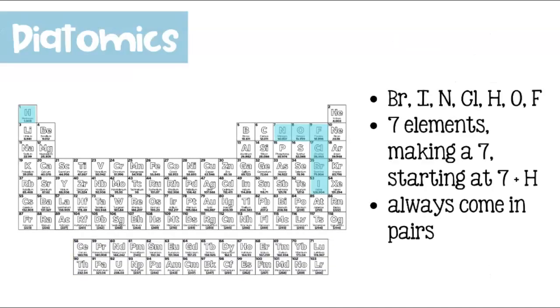Lastly, let's discuss the diatomics. So, notice how H, N, O, F, Cl, Br, and I are all in light blue. These 7 elements make a number 7, plus H of course, and they always come in pairs. That's why they're called diatomics. So you won't see a single atom of hydrogen lying around. You'll see a molecule made up of 2 hydrogen atoms, H2. You'll also see N2, O2, F2, Cl2, Br2, and I2 when they are in their elemental forms.